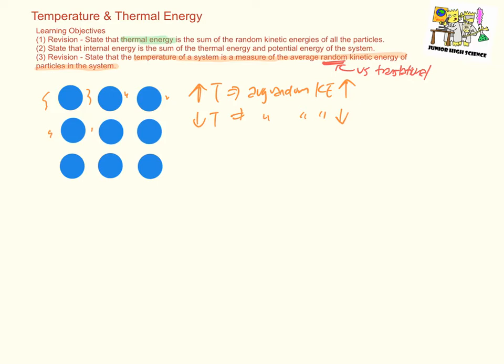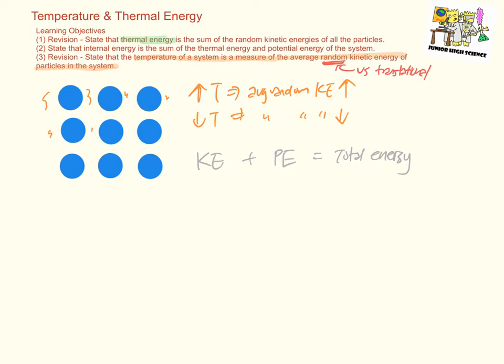Now, let's move on to our last learning objective for this video. You know that there are only two main forms of energy in the universe: energy of motion, which is the kinetic energy, and also energy of position, which is commonly known as the potential energy. So if we sum up all the kinetic energy of the system and the potential energy of the system, we should get the total energy of the system.